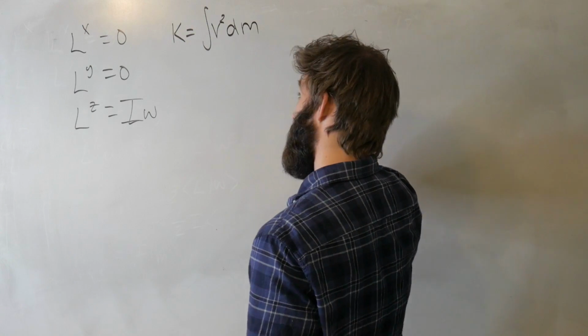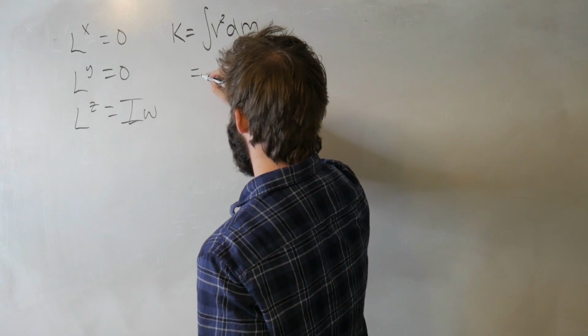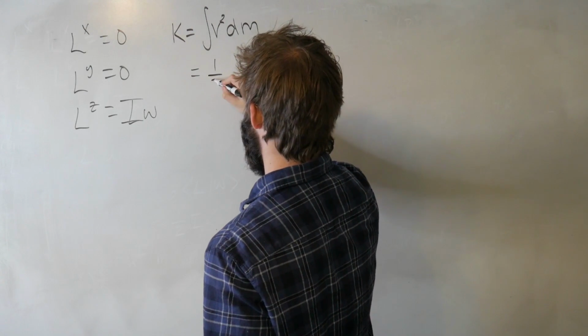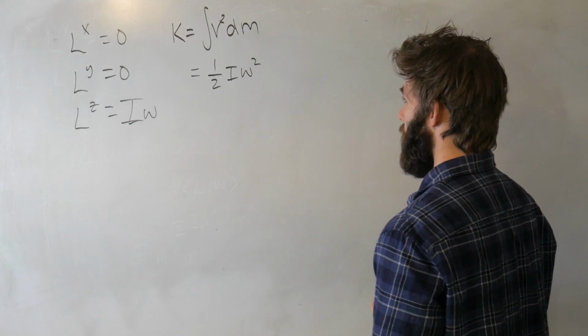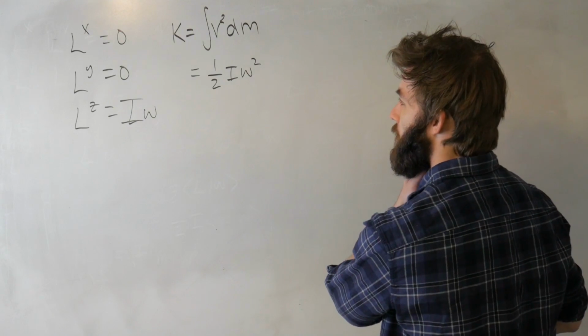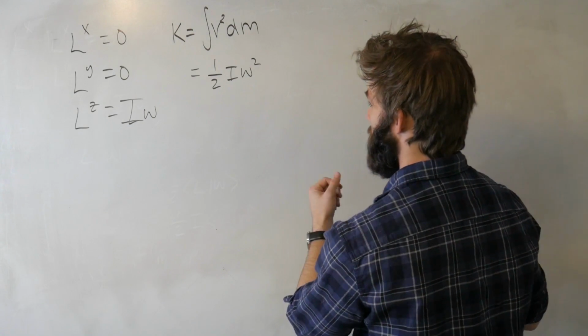We're adding up all of these masses, which in turn follows that this is just going to be 1/2 I omega squared, right? And then we can take a look at this and see how else we can write that. Well, let's think about this.